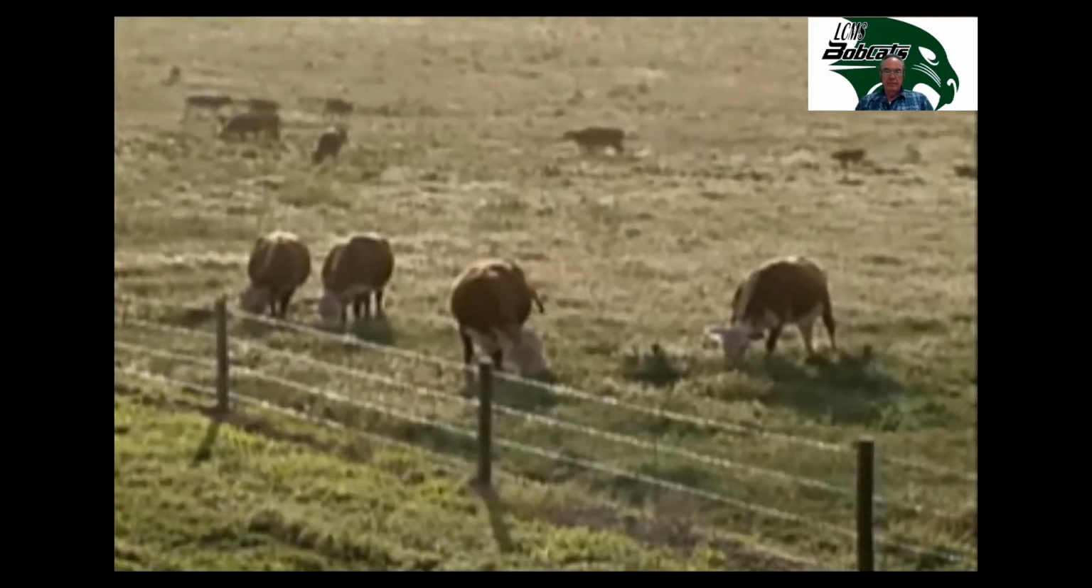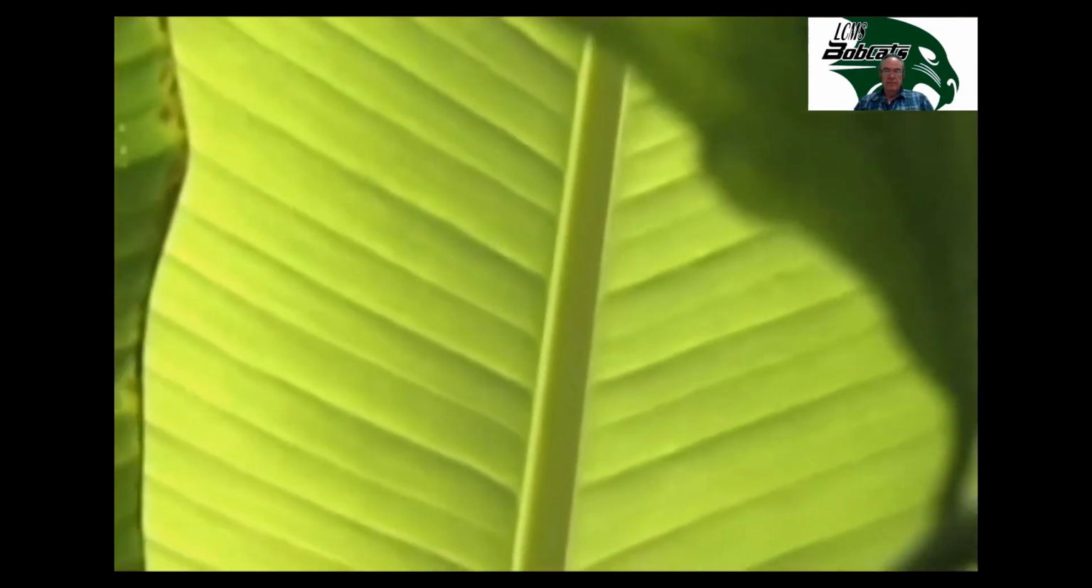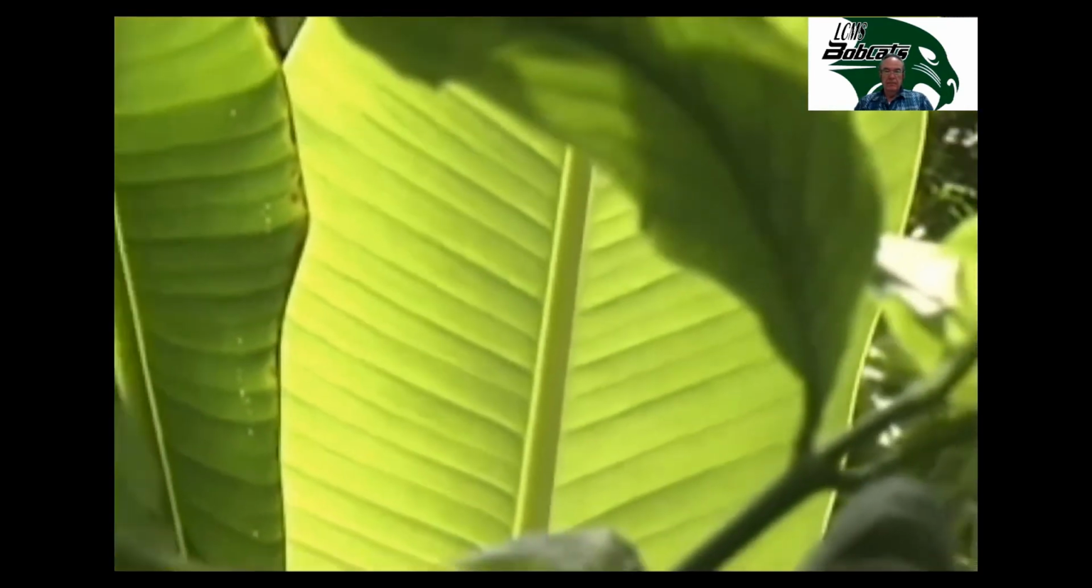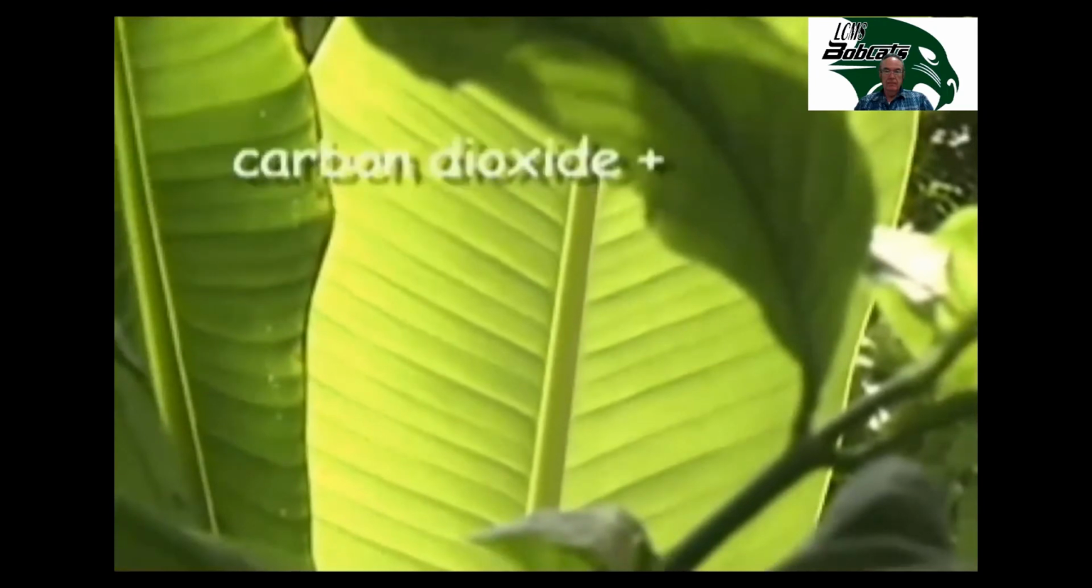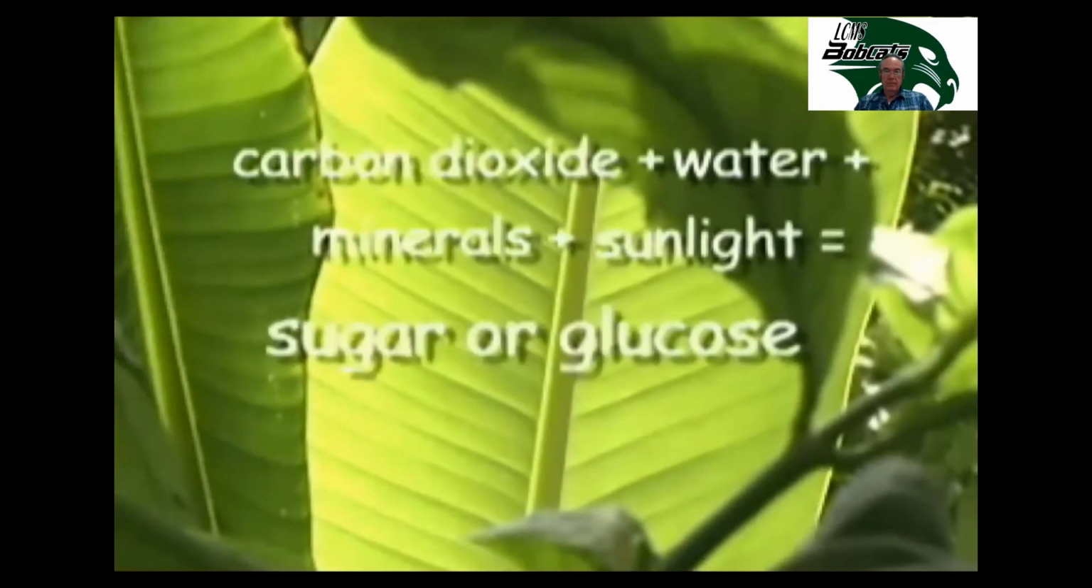Solar energy drives the food-making process of green plants, called photosynthesis. Green plants take carbon dioxide from the air, water and minerals from the ground, and the light of the sun, and in the presence of chlorophyll in their leaves, produce food in the form of sugar or glucose. In addition, the plant releases oxygen as a byproduct of photosynthesis.